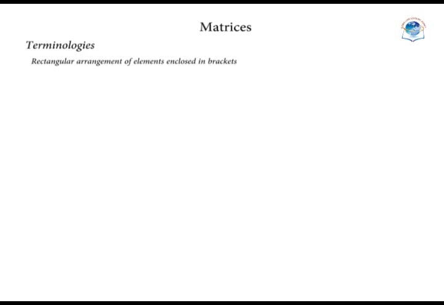Next chapter, matrices. A matrix is a rectangular arrangement of numbers, letters, and symbols called elements, usually enclosed in brackets. These are examples of matrices. Elements in a matrix are arranged in rows and columns.